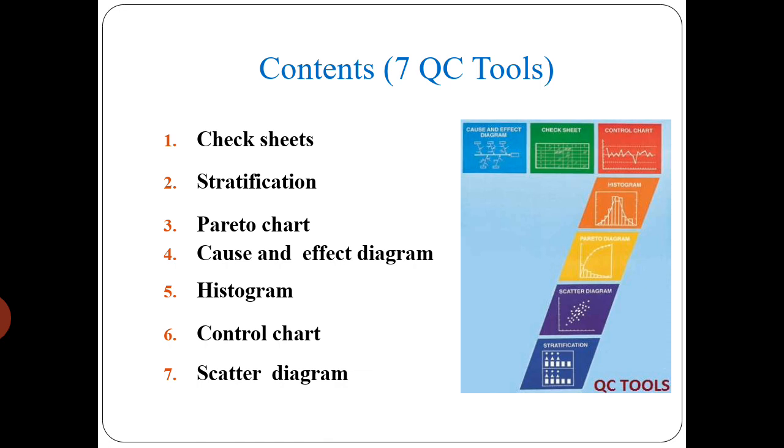Contents, topics to be discussed today. Let us discuss 7 quality control tools. First one, check sheets. Second one, stratification. Third one, Pareto chart. Fourth one, cause and effect diagram. Fifth one, histogram. Sixth one, control chart. And last one, scatter diagram. Except stratification, all are there in your syllabus. But anyway, it is also an important quality control tool. Let us discuss all the 7 quality control tools.